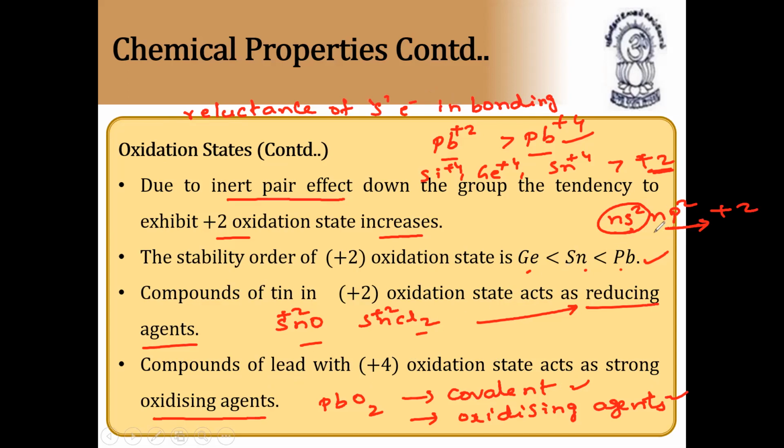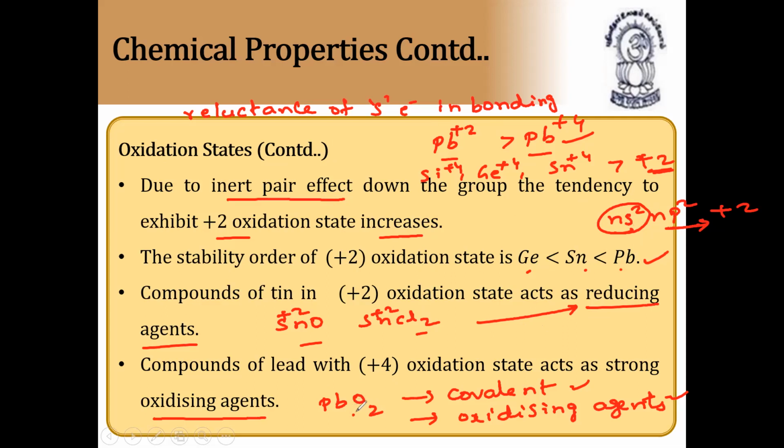So if you remove 2 electrons, it is plus 2 state. If you remove 4 electrons, it is plus 4 state. So 4 electrons means s electrons are also going off. So the inert pair effect is maximum in case of lead. That's why lead in plus 2 state is more stable than plus 4 state. So PbO2 is less stable when compared to PbO.